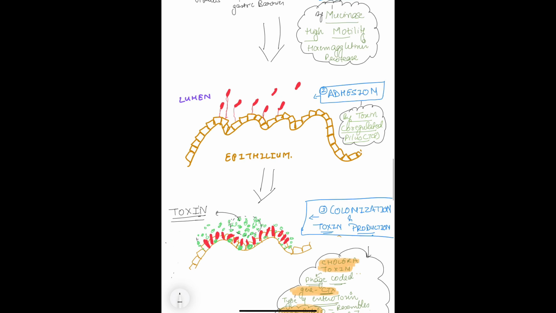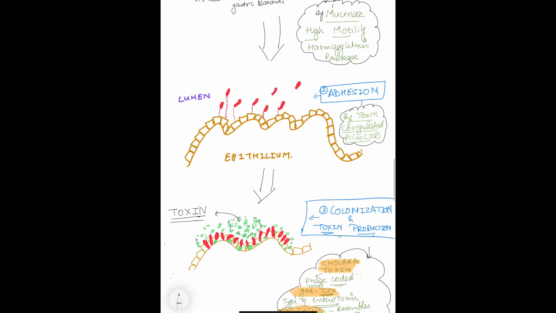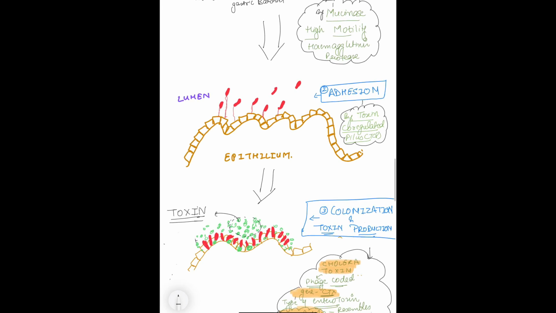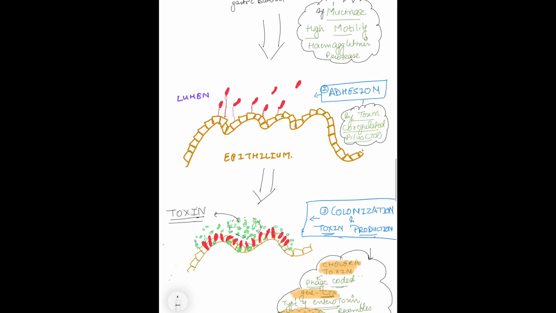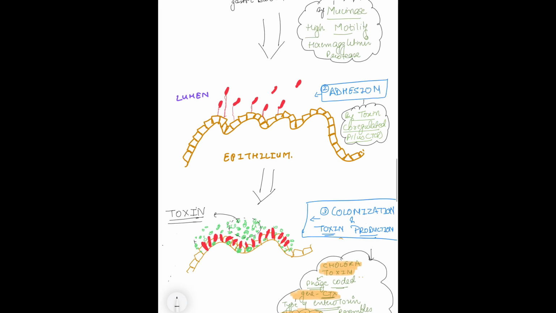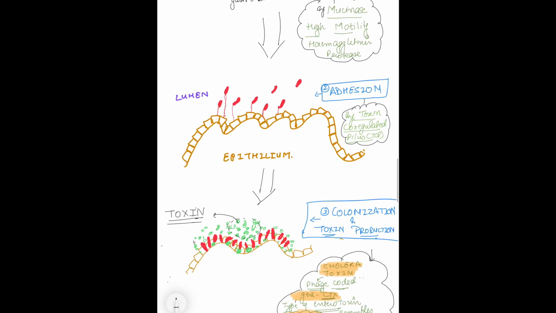With the help of toxin coregulated pilus, they adhere to the epithelium and then they colonize. After colonization, they secrete the toxin, and that toxin resembles the E. coli enterotoxin, which is heat labile. But cholera toxin is more potent. Now let's see how this toxin works.